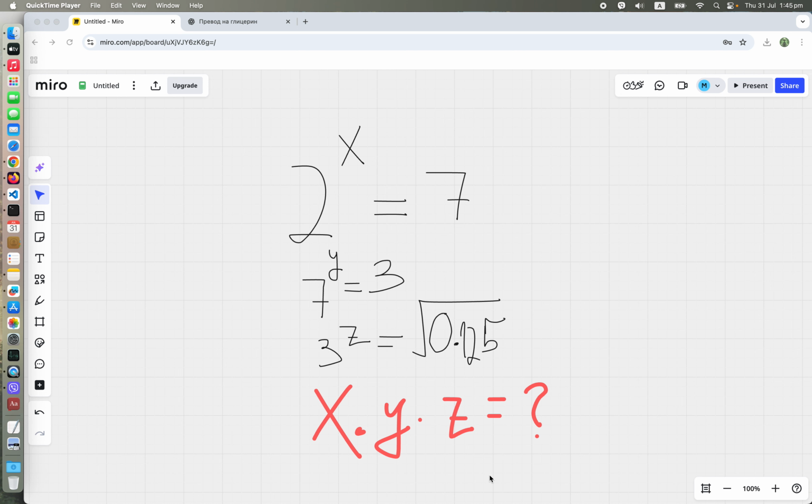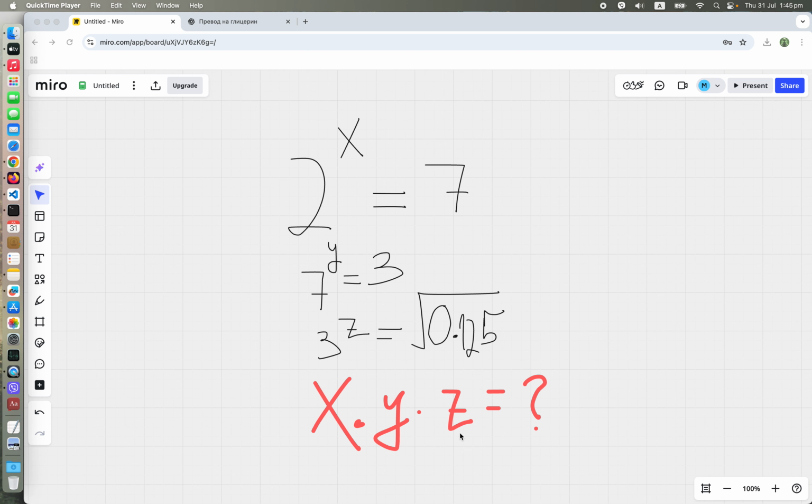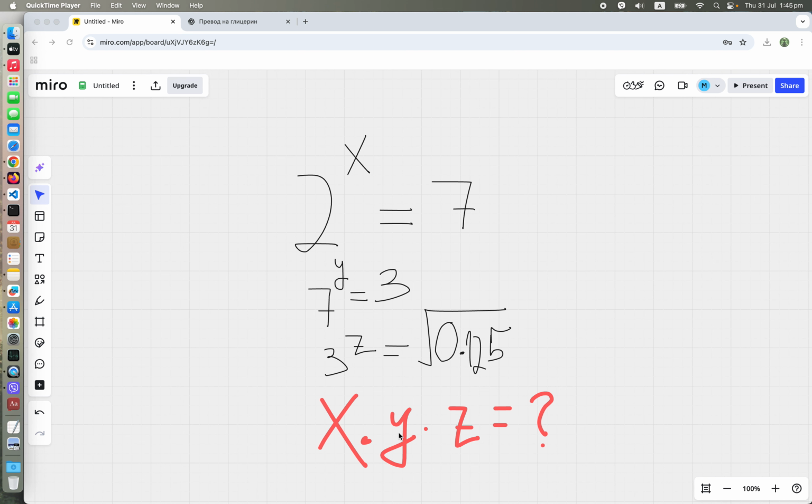Hello guys, in this video I'm gonna show you how you can find the product of these three integers x, y and z, and you can see the system of equations. And if you wanna solve this problem on your own, you can pause the video, because I'm gonna solve it in 3, 2, 1, start.